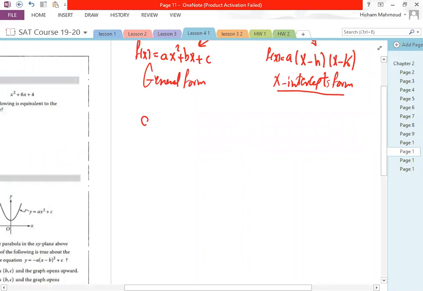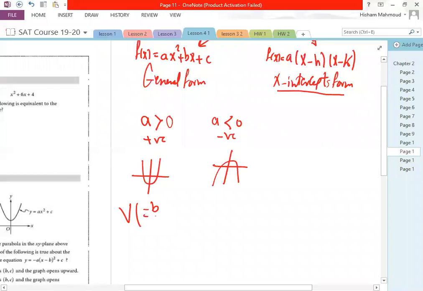First thing, if a is greater than 0, which means a positive number, the curve opens upward. But if a is smaller than 0, the coefficient is negative and the curve is looking downward. Second important thing, if you want to find the vertex of this function, it's negative b over 2a, and then the function of negative b over 2a.